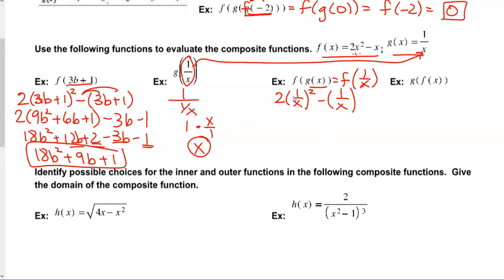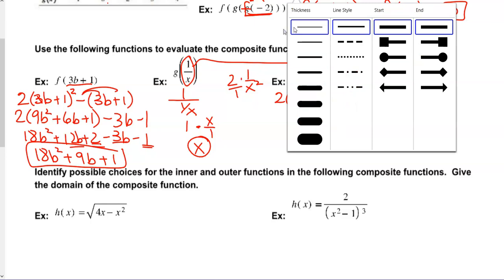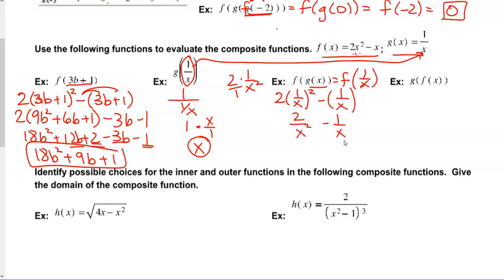Now, if I square this 1 over x, square the first, or the top, and square the bottom, I get 1 over x squared. So I have 2 times 1 over x squared, put that over 1, multiply straight across, and I get a 2 over x squared. Nothing I can do with that 1 over x, so I'm just going to rewrite it, but I can now get a common denominator. So here's an x squared, there's an x. They're the same factor, there's just 2 here.